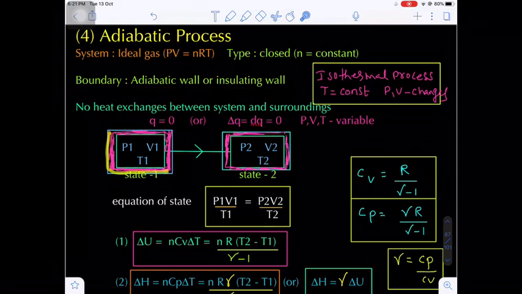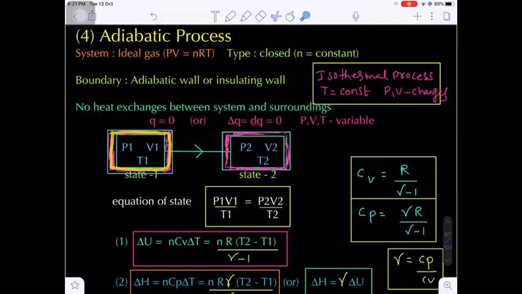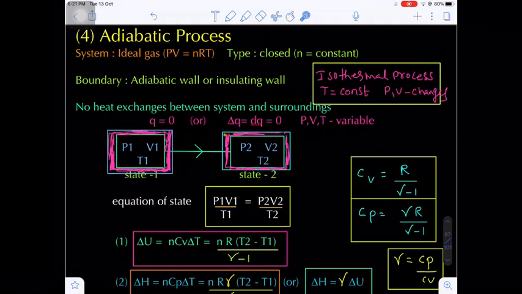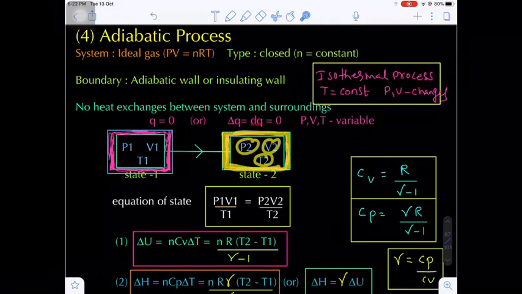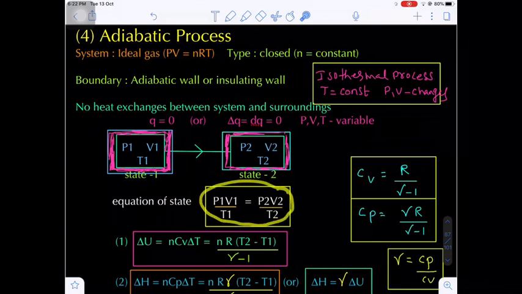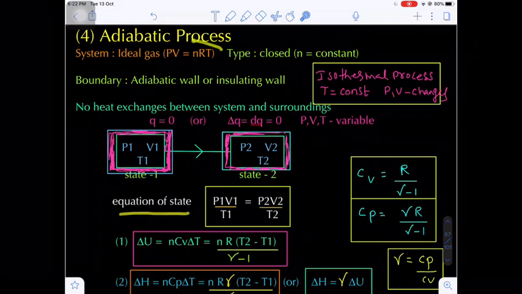Let's suppose this is a system in which ideal gas is filled. The ideal gas has initial pressure, volume, temperature P1, V1, T1, and it is completely insulated, a thermally insulating wall is there. Now it changes to a state 2 where the pressure, volume, temperature are P2, V2 and T2. So this is the adiabatic wall, that means no heat exchanges between system and surrounding. Now we can use this equation, P1V1/T1 = P2V2/T2. This is nothing but the equation of state, from the ideal gas equation.